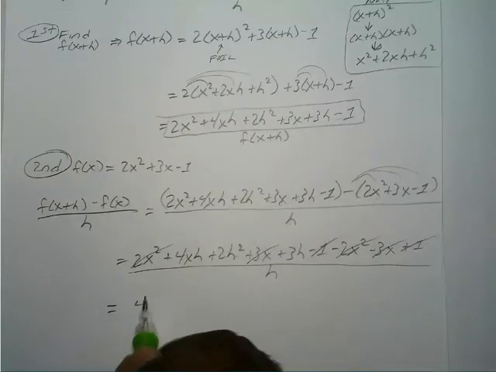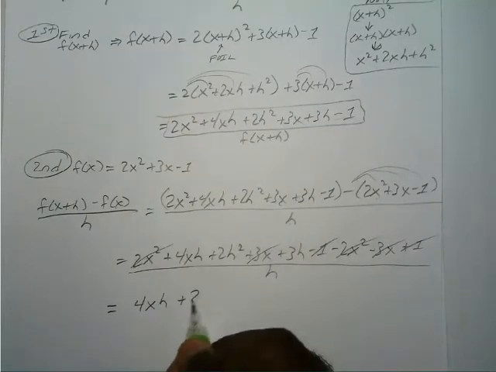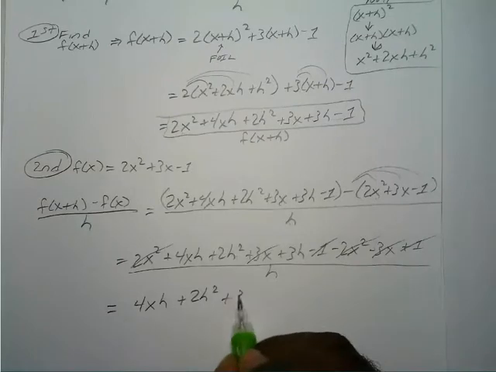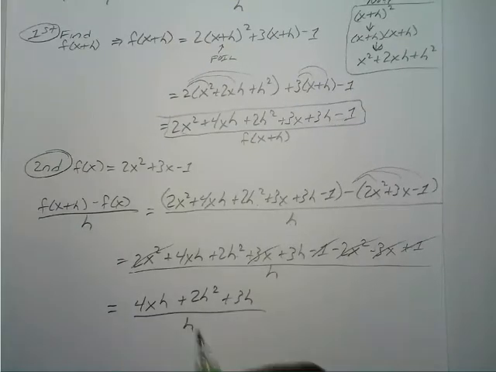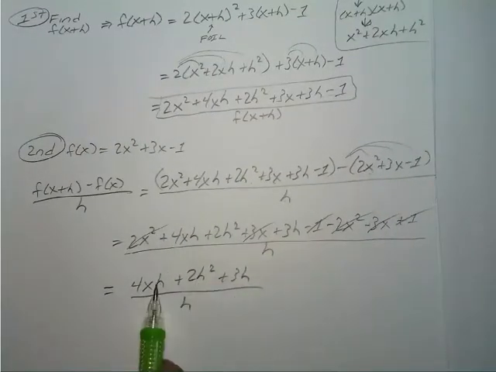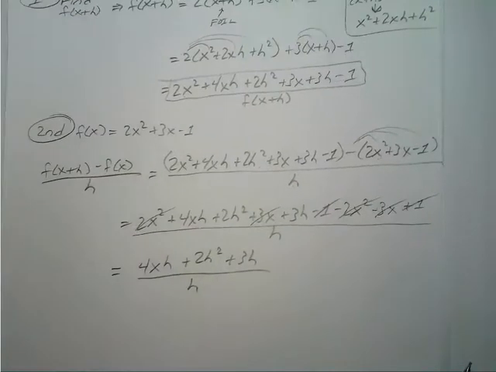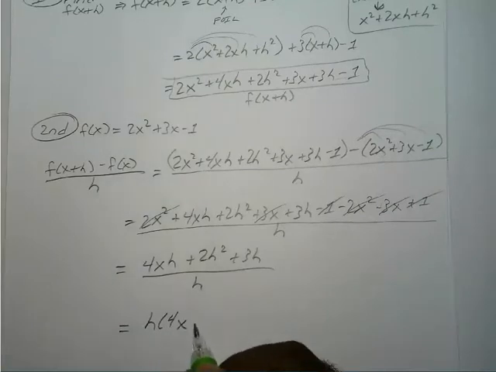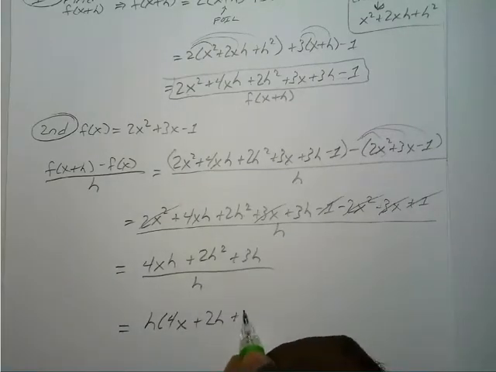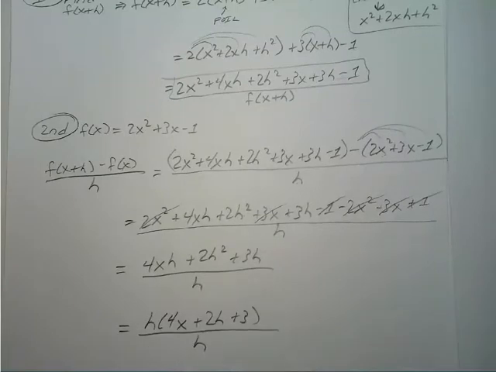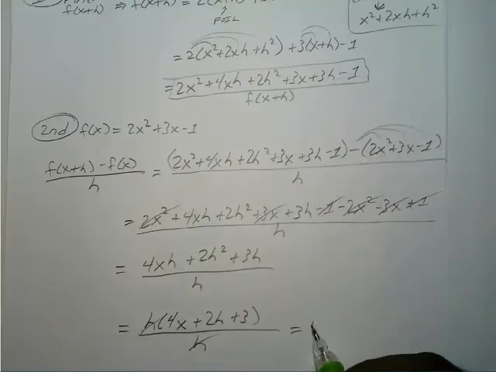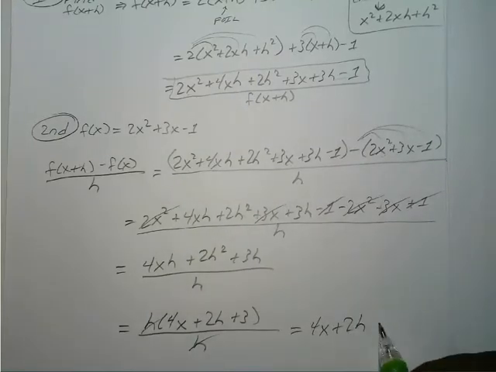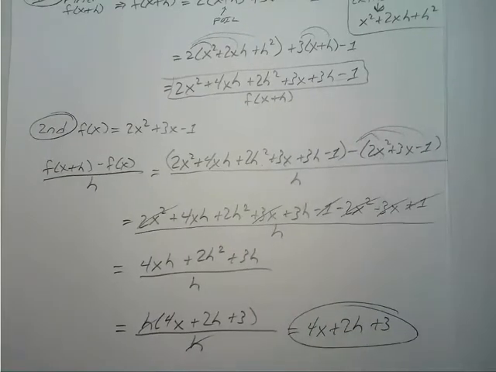Okay, so you have 4xh plus 2h squared plus 3h all over h. Alright, so we go ahead and factor an h out of each of those terms. That will give us h times 4x plus 2h plus 3 all over h, where those two h's can cancel out. And that leaves us with 4x plus 2h plus 3 as our difference quotient.